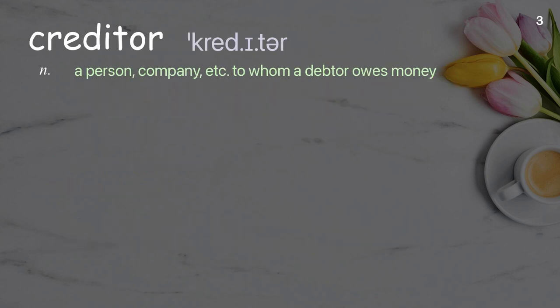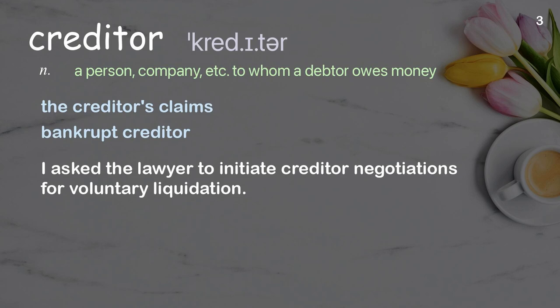Creditor. A person, company, etc., to whom a debtor owes money. Examples: The creditor's claims. Bankrupt creditor. I asked the lawyer to initiate creditor negotiations for voluntary liquidation.